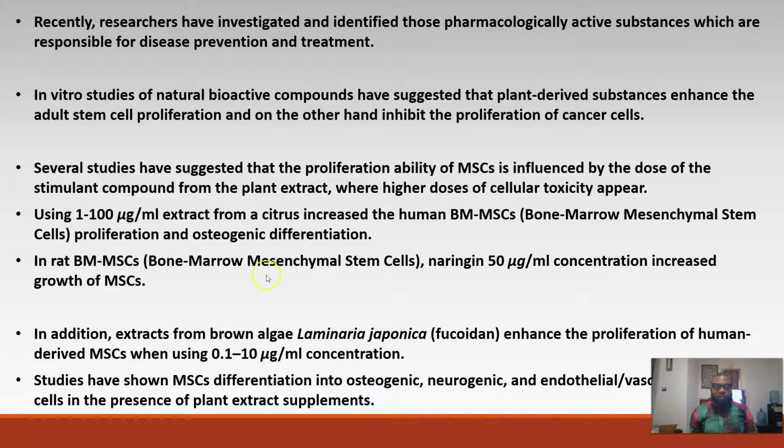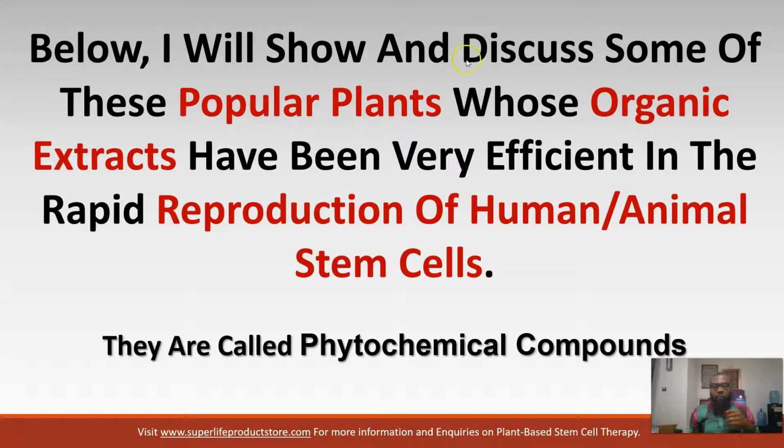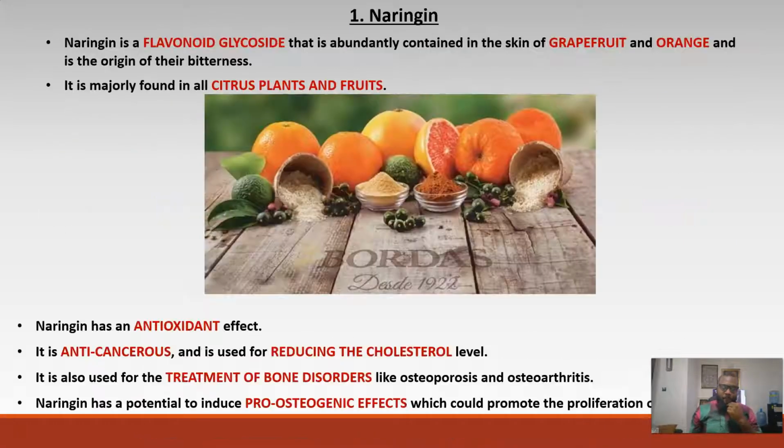So this is just a brief overview of some of the studies that were done by scientists. And so below I will show and discuss some of these popular plants whose organic extracts have been very effective in the rapid production, proliferation, and rejuvenation of human and animal stem cells. We call them phytochemical compounds. And so let's just get into it. So the first on the list is naringin.